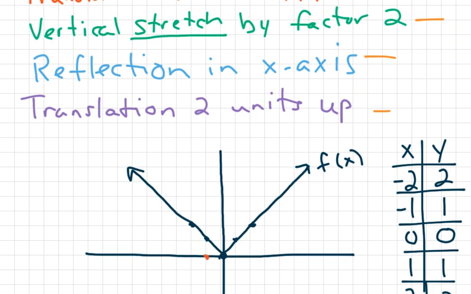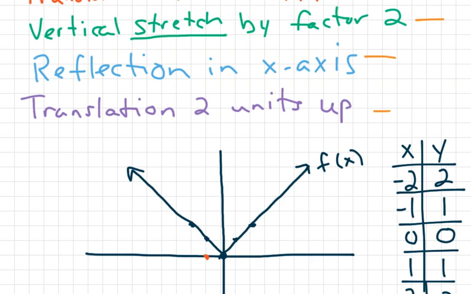Okay, then I need to stretch it by a factor of 2 vertically, so that would be farther away from the x-axis. The problem is I'm on the x-axis, so that's not going to change. I'm not going to get any farther away because my distance is already 0. With the reflection, I'm on the x-axis, so if I reflect it over the x-axis, I'm going to stay on the x-axis. So this point's not going to move for the vertical stretch or the reflection.